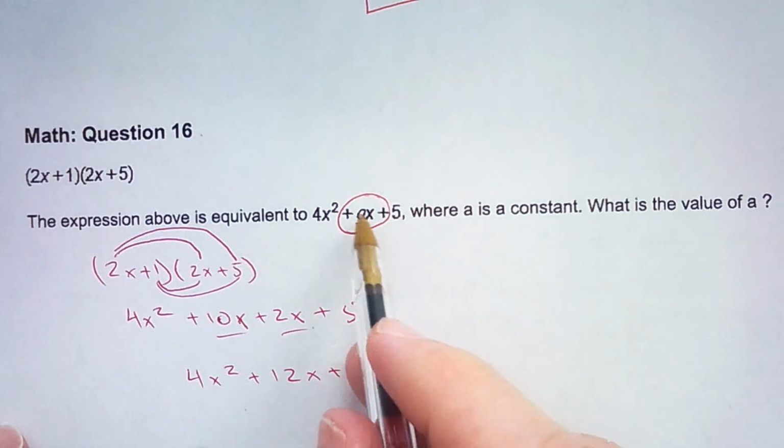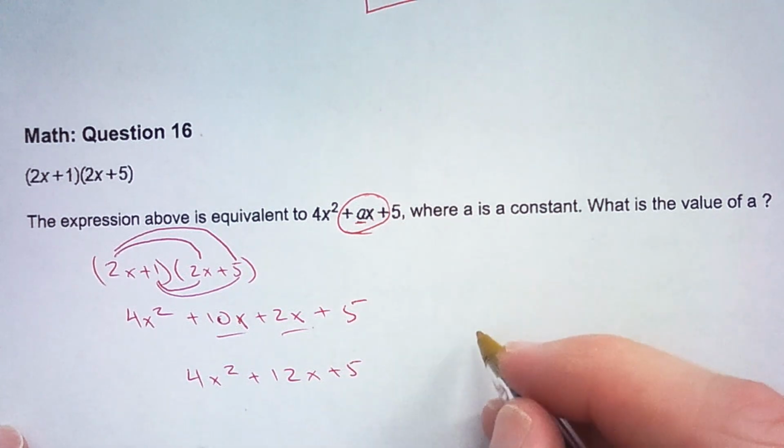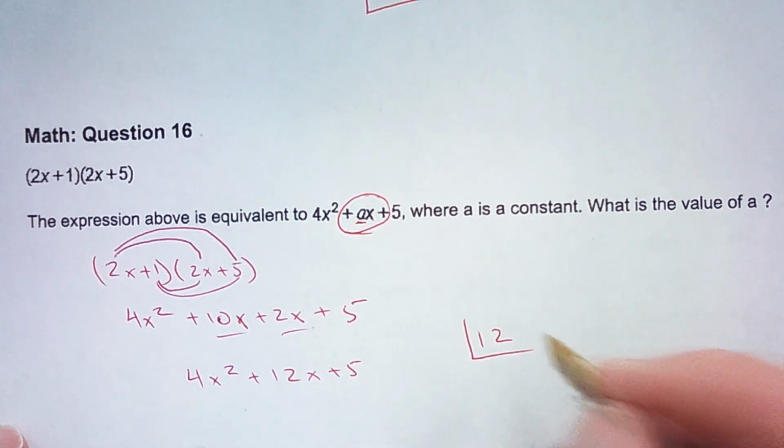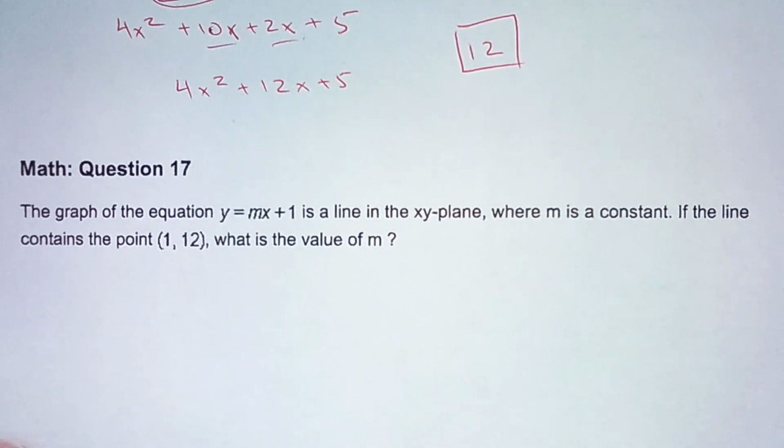Okay, so right here, we want to know what is a. A times x, it's 12 times x. So a is 12, so I'm going to put 12 in my grid.